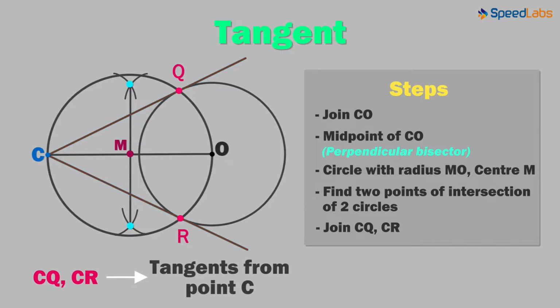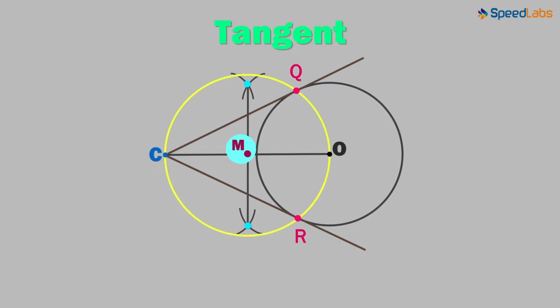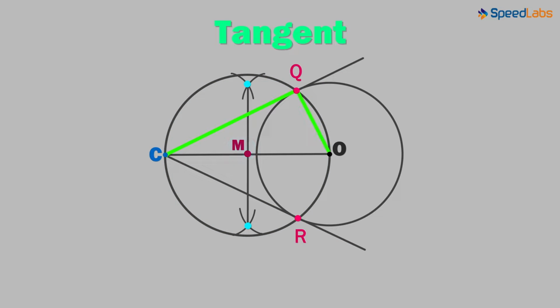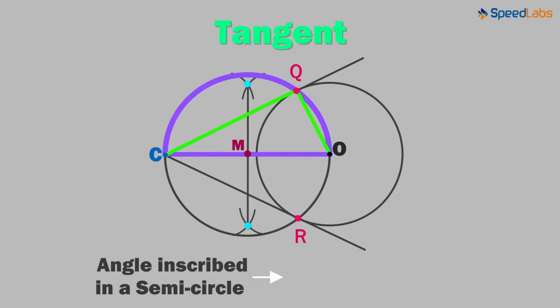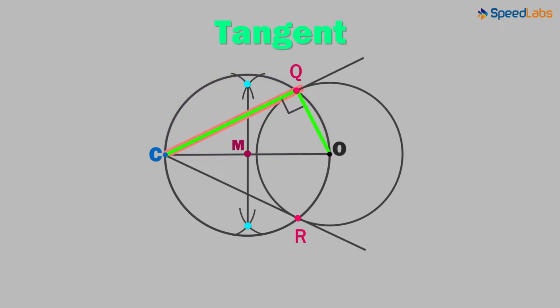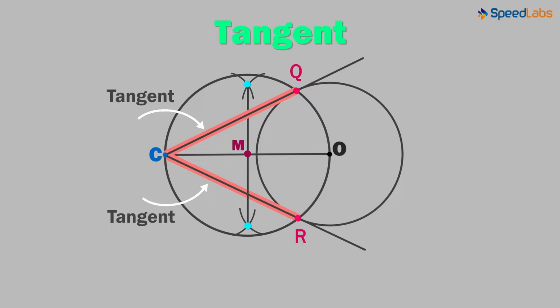But wait, can you tell me why these 2 are tangents to the circle? Look at the circle with center M and observe the angle CQO. This is an angle inscribed in the semicircle. And an angle inscribed in the semicircle is always a right angle. This angle will measure 90 degrees. Hence we can say that CQ is perpendicular to OQ. Because CQ is perpendicular to the radius of the circle with center O, we can say that CQ is a tangent to this circle. In a similar way, even CR is the tangent to this circle.